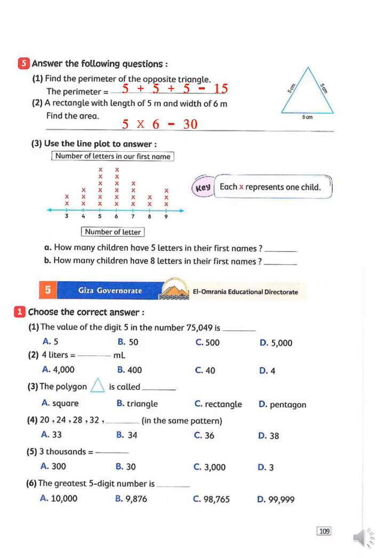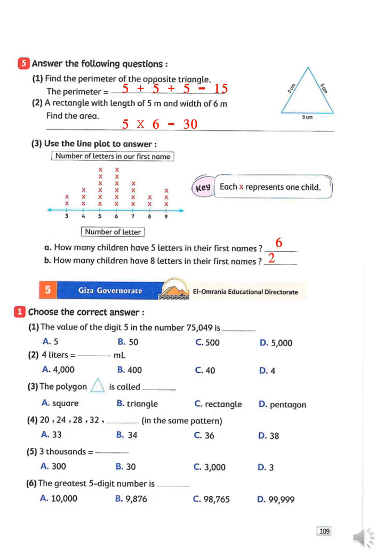Use the line plot to answer. How many children have 5 letters in their first names? 6. How many children have 8 letters in their first names? 2.